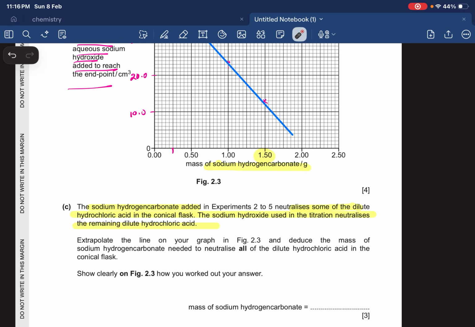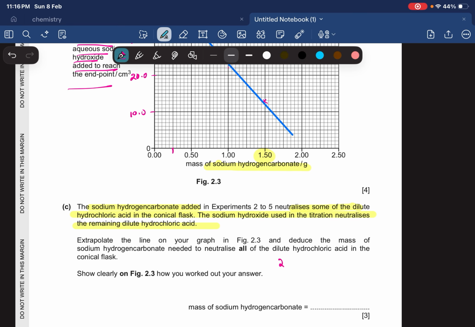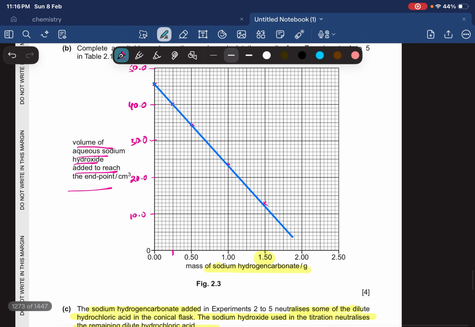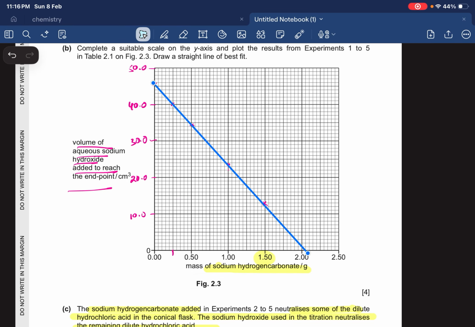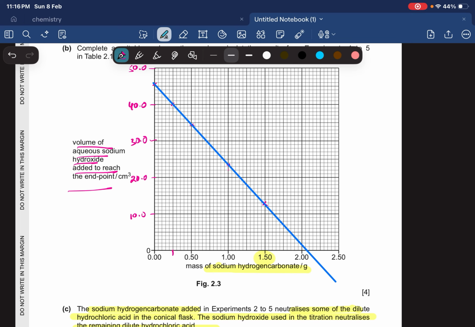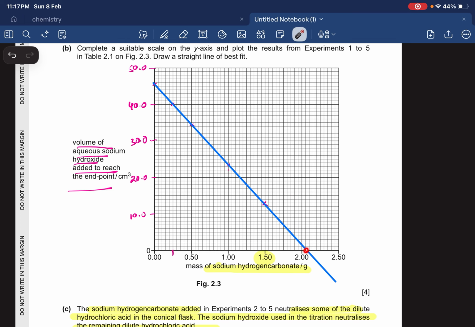We have 25.0 cm cube of acid. This is the point, because at this point we need 0 alkali. Do you understand why they give you 0 here? Do you understand it? This is the point. It took me a while, just 2-3 seconds to realize.